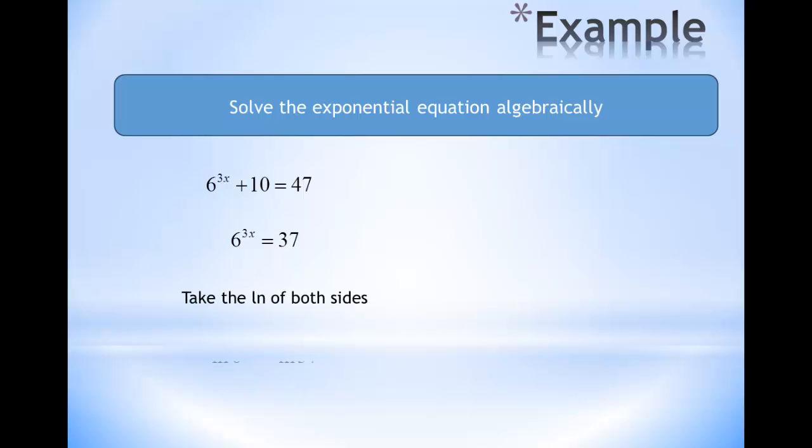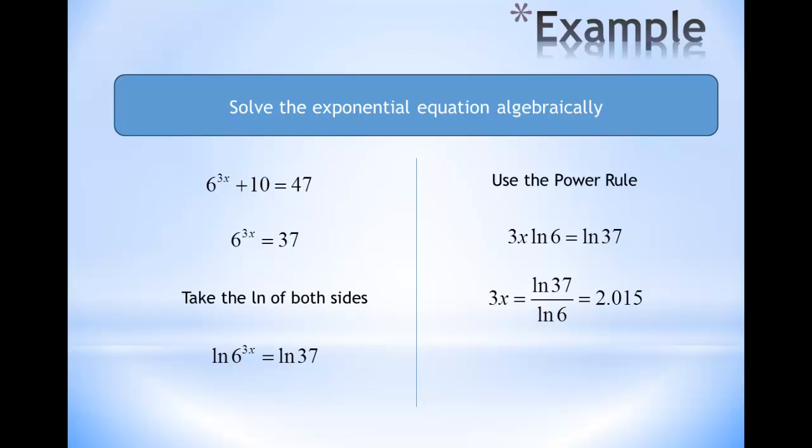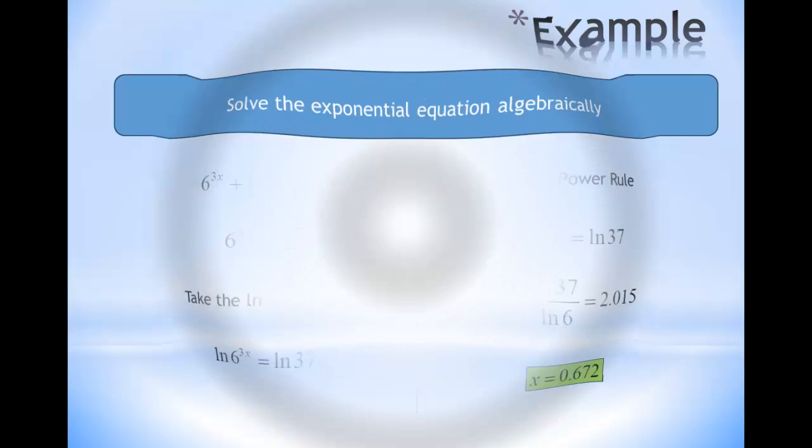If I do that, I have the ln of 6 to the 3x equals the ln of 37. Now again, I can use my power rule. I can bring that 3x to the front. Again, I'm solving for x, so I'm going to divide by ln of 6. I should actually divide by 3 ln of 6, but I'll do that in a second. So I have the ln of 37 over the ln of 6, and that's going to equal 3x, so I'm going to divide both sides by 3, and I get 0.672. Let's do another one here.